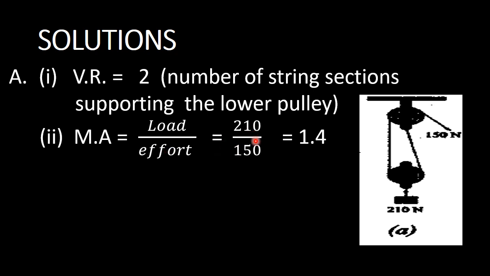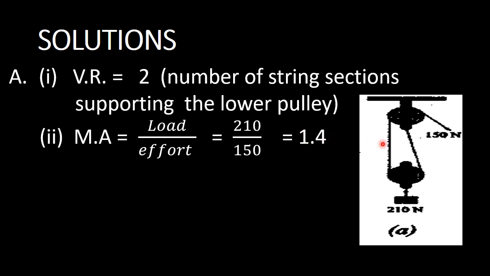We have Newton on top, Newton down here, so the two are going to cancel out to give us 1.4. Please use your calculator to verify that indeed this is the result obtained when you divide 210 by 150. Both of them are newtons, so that we have a value which is unitless.